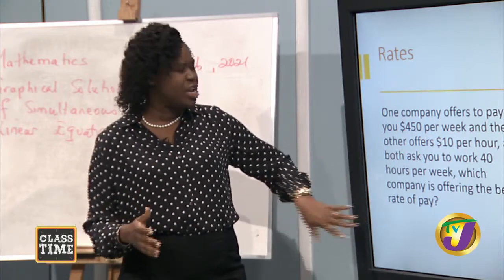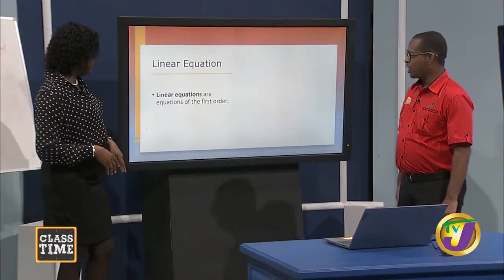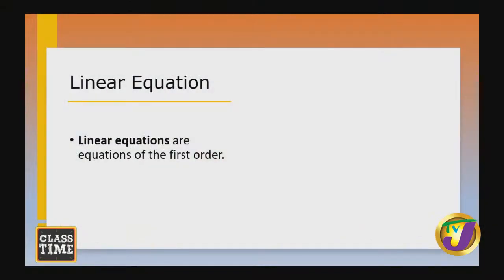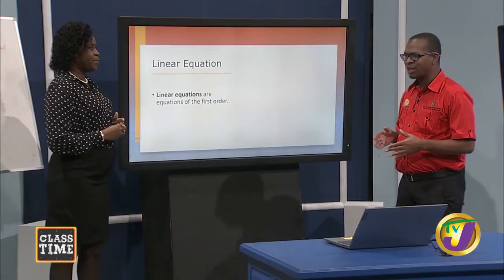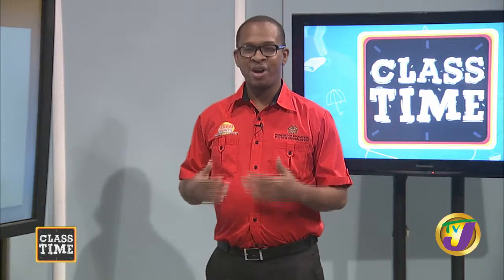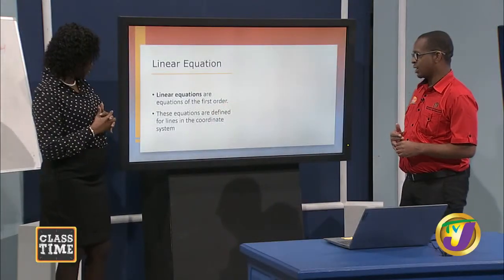So what we've been talking about is linear equations. What are linear equations? Linear equations are equations of the first order. What do you mean by first order? Basically, when we talk about order in math, we normally talk about the powers or the index. So when we're talking about the first order, it means a power or index of one. So the terms in the equation would have a power or index of one.